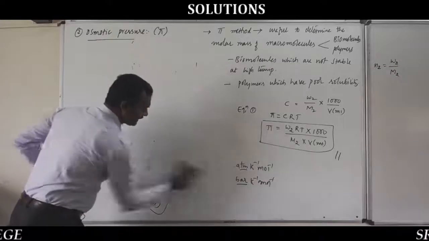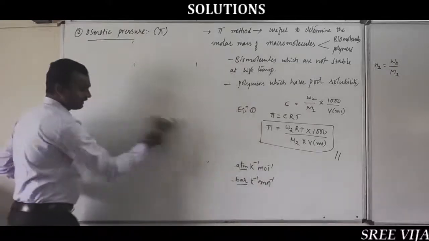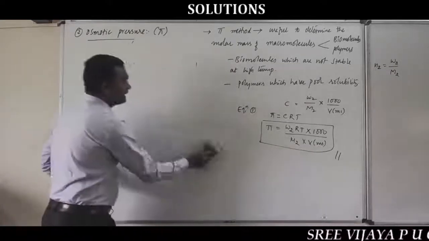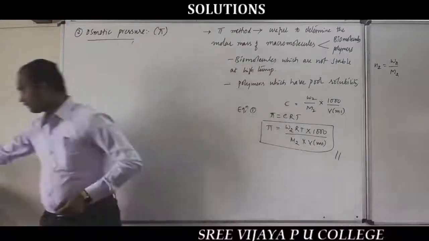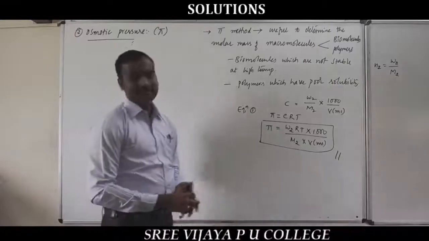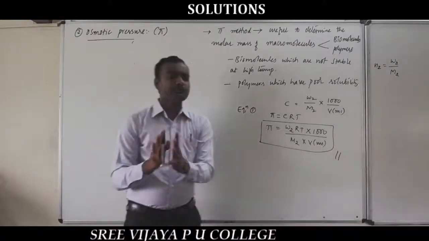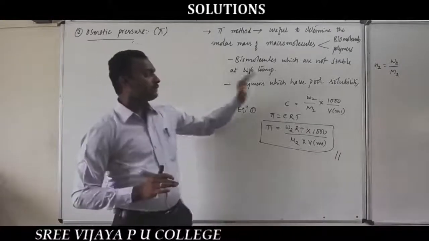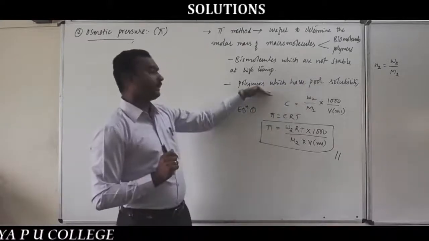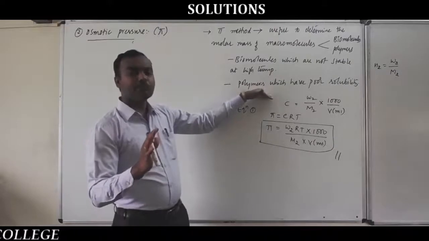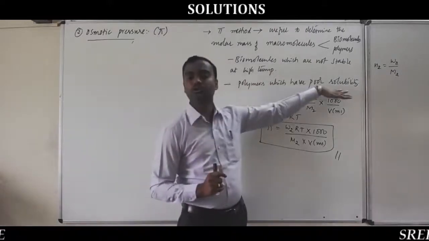So the best method is the osmotic pressure method, and osmotic pressure measurements are very useful to determine the molar mass of macromolecules like biomolecules, proteins, lipids, and also polymers. It is especially useful for biomolecules which are not stable at a high temperature, and for polymers which have poor solubility.